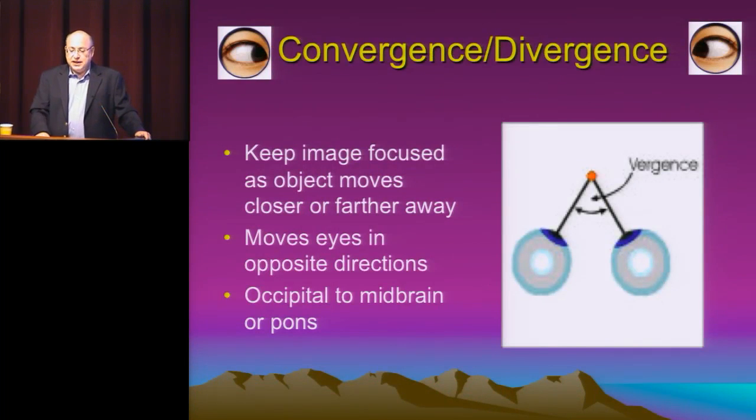Convergence and divergence keep images focused as the object moves closer or farther away, and it moves the eyes in a disconjugate way because they have to move opposite directions to do that. That also begins in the occipital lobe and goes to the midbrain or pons.